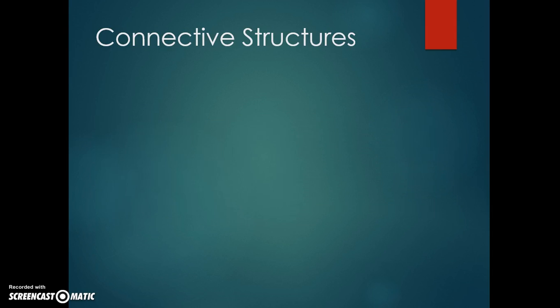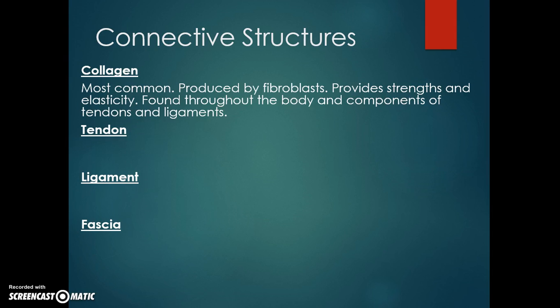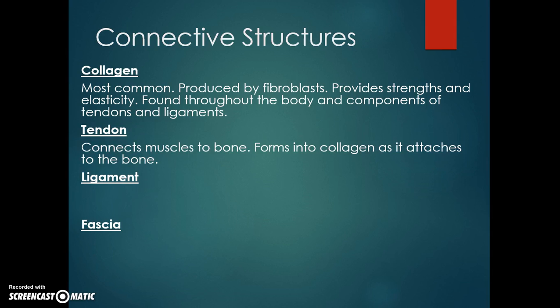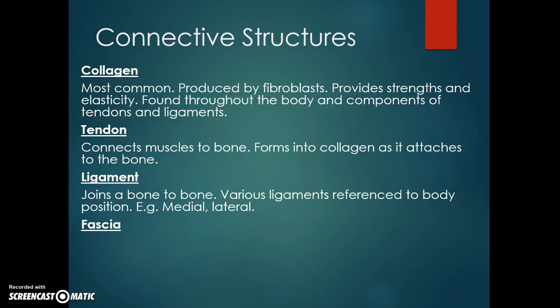There are four connective structures I need you to consider for this. So collagen, first of all, it's the most common, and basically what it does, it makes up tendons and ligaments. So it makes up different things in the body, but tendons and ligaments are really important in terms of muscle. So a tendon basically holds muscle to bone, and a ligament is bone to bone.